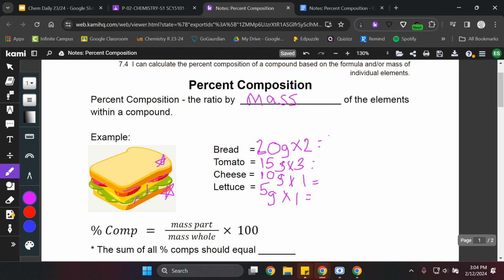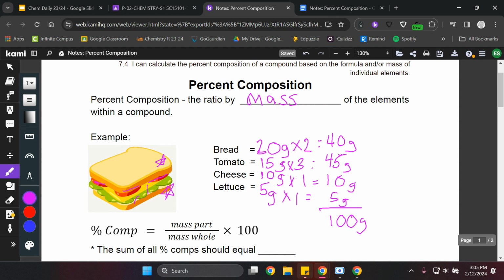So bread, 20 times 2, that is 40 grams worth of bread. The tomato is 15 times 3, which is 45. The cheese is 10 times 1, which is 10. And the lettuce is 5 grams times 1, which is 5. So those are the masses of each individual piece. And if we add them all up, we should get the total mass of the entire sandwich. So if we add them up, that's 40 plus 45, that's 85, plus 10, that's 95, plus 5, that's 100 grams.